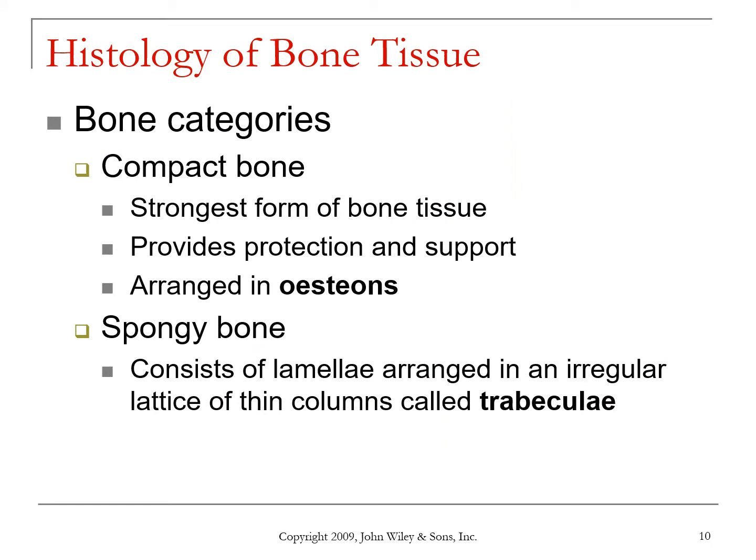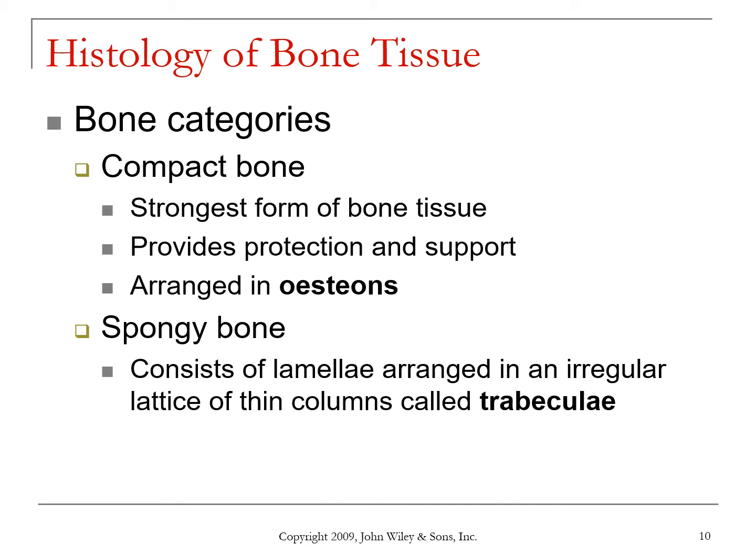So bone tissue comes in two types. There is compact bone and spongy bone. Compact bone is dense. It is the strongest form of bone. It provides protection and support because it is dense, and it is formed by repeating units called osteons, which I will describe on the next slide. Recall that compact bone is found in the wall of the diaphyses of your long bones. You also have compact bone forming the two outer or superficial layers of flat bones, like the bread of a sandwich. And we also have a thin layer of compact bone in the epiphyses of your long bones.